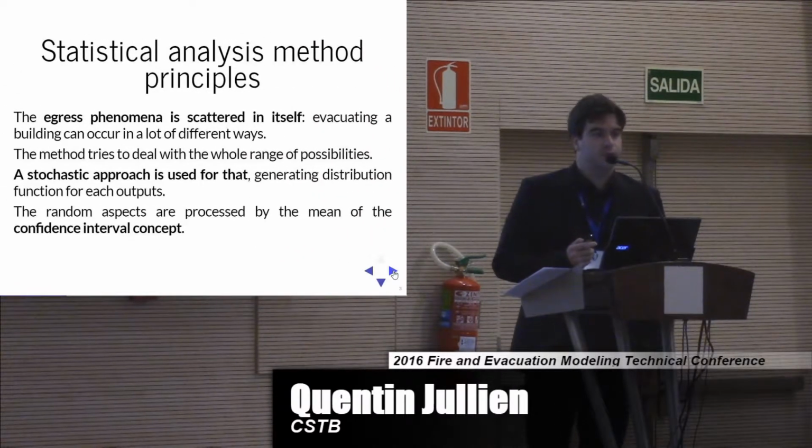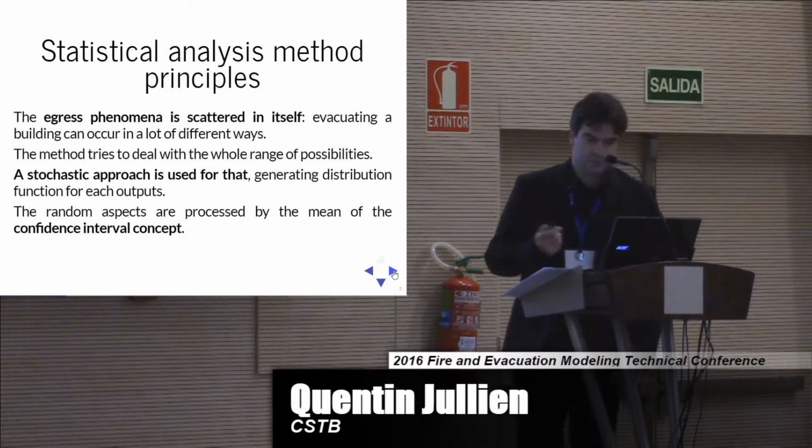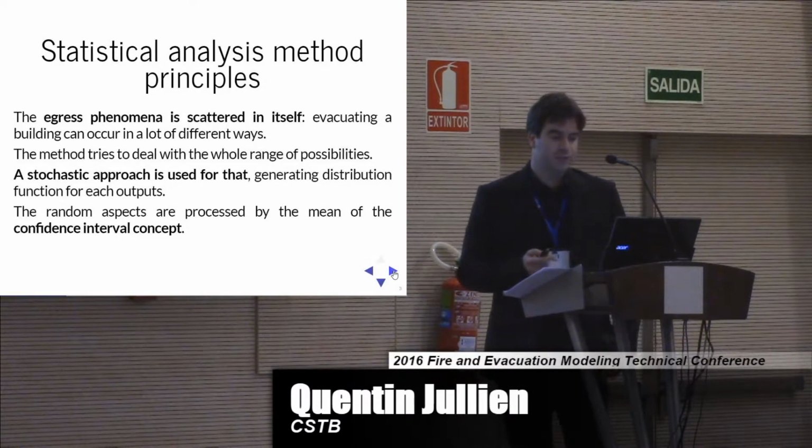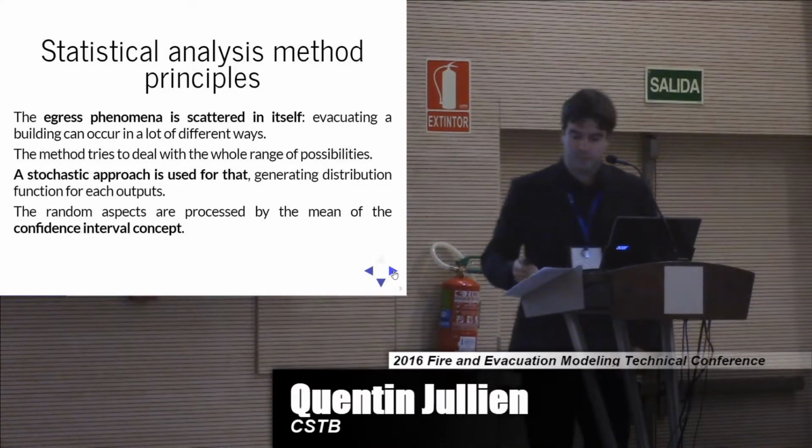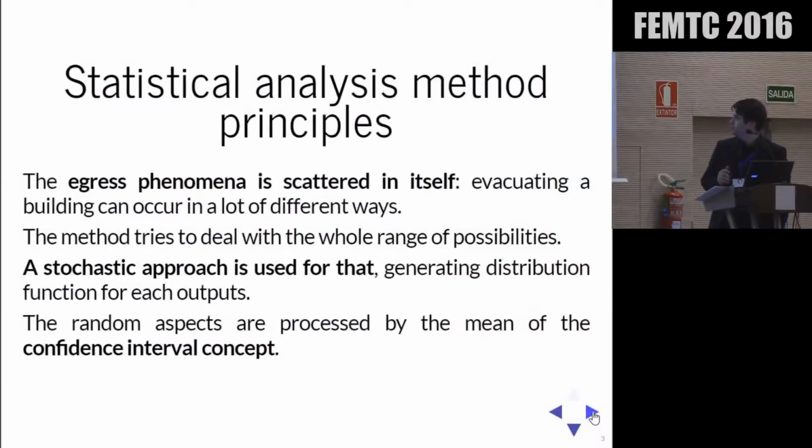In addition to what has been said previously, the egress phenomenon is scattered in itself, because evacuating a building can occur in a lot of different ways. This method tries to deal with the whole range of possibilities. A stochastic approach is used for that, generating a distribution function for each output. And the random aspects are processed by means of the confidence interval concept.